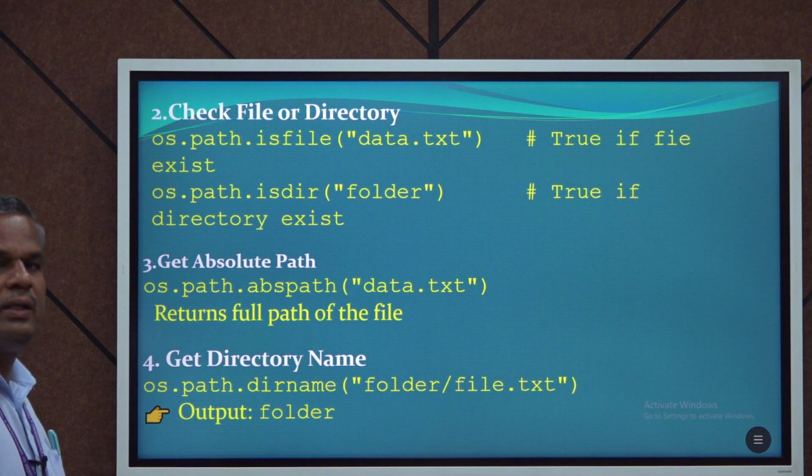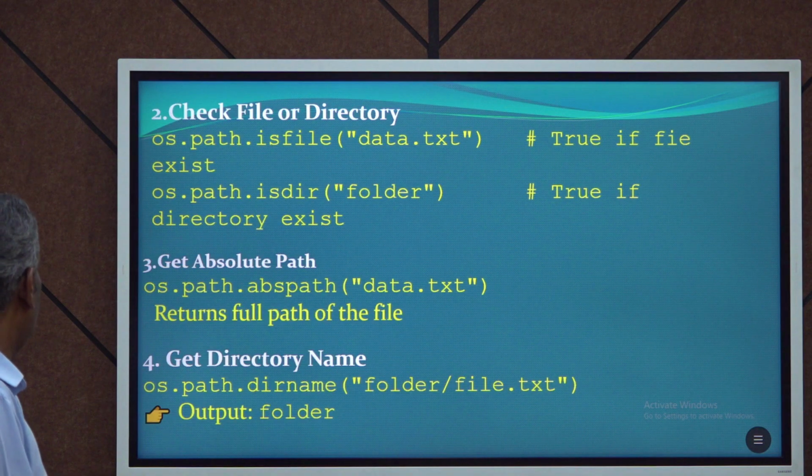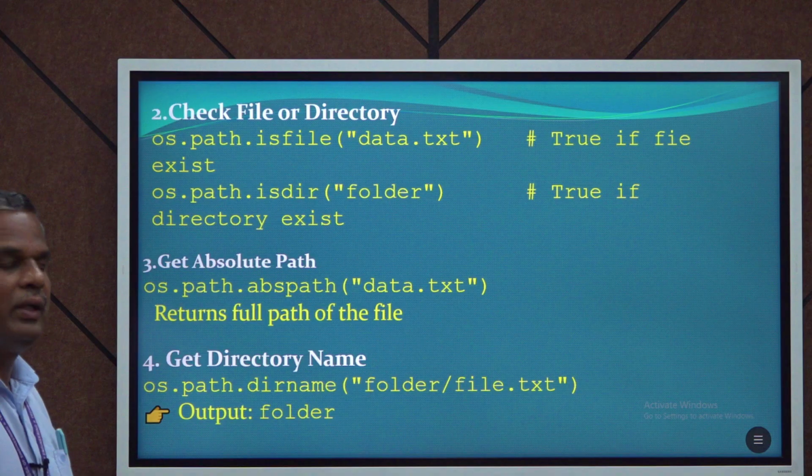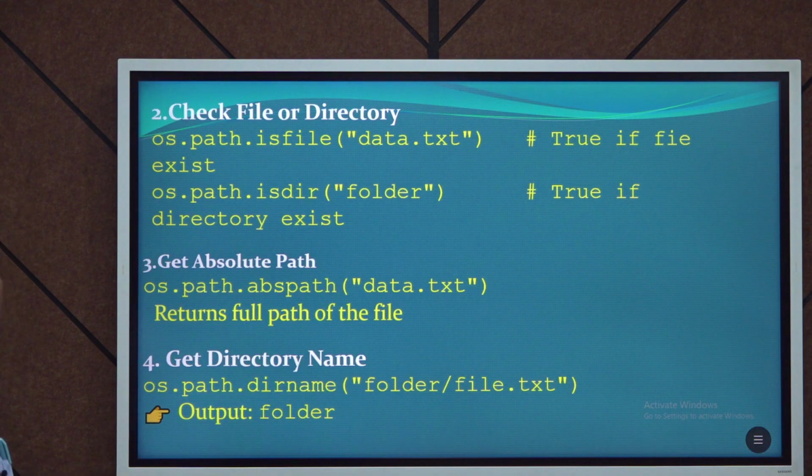Then get absolute path. We already discussed that absolute path means the full path name. For example, os.path.abspath data.txt will return the full path. Okay. Then get directory name. os.path.dirname folder/file.txt. If you give os.path.dirname, it will give the directory. Here the directory name is folder, so it will return the directory folder.